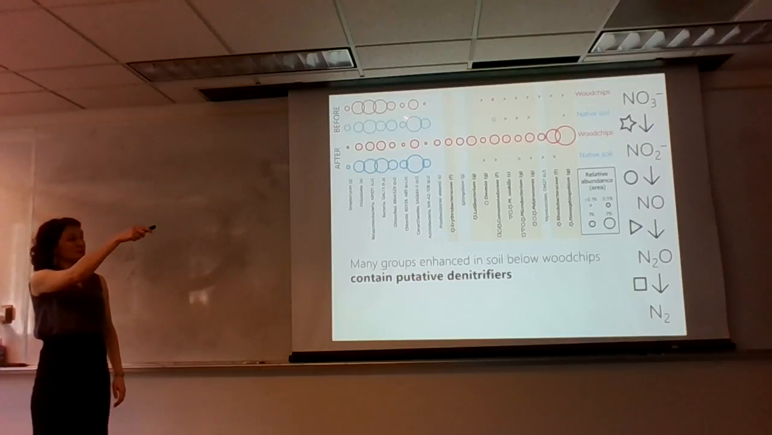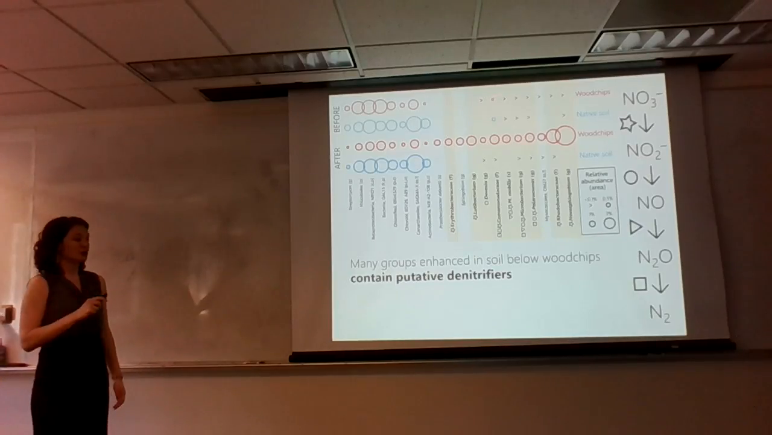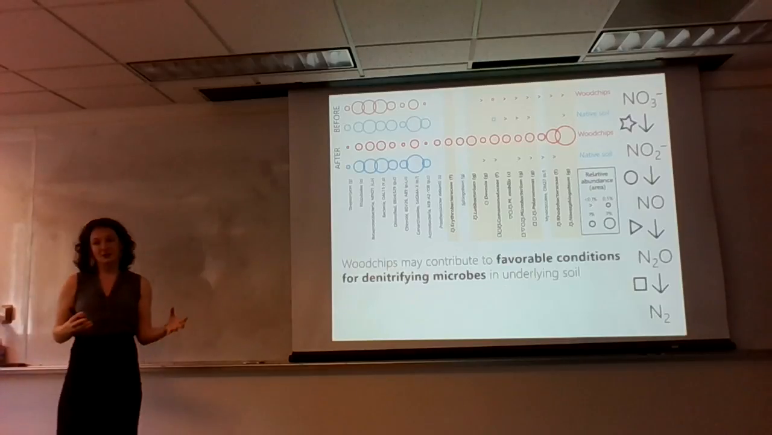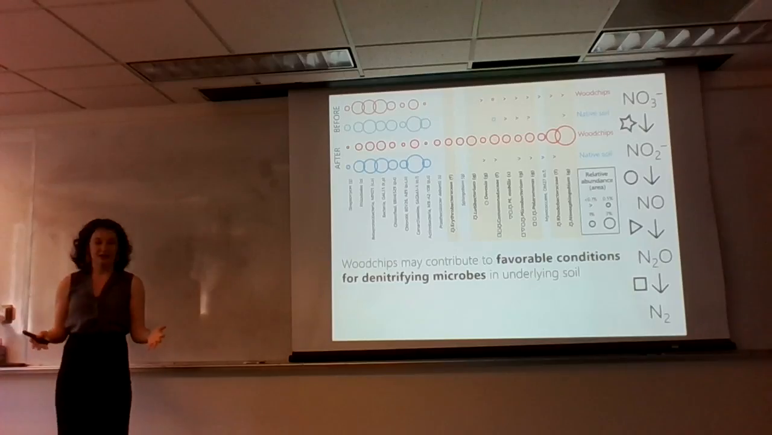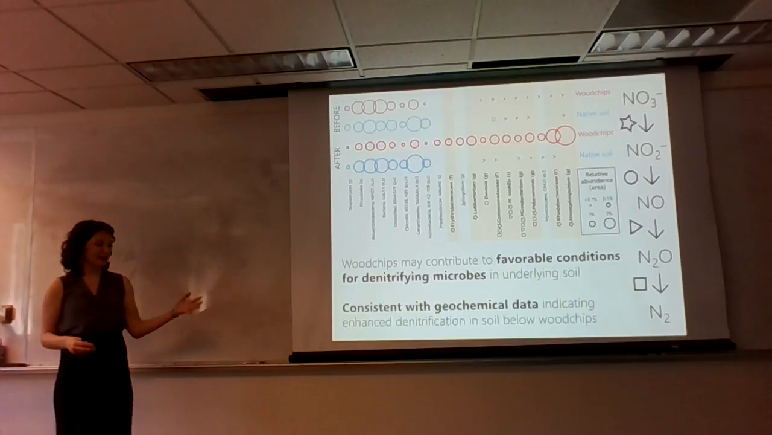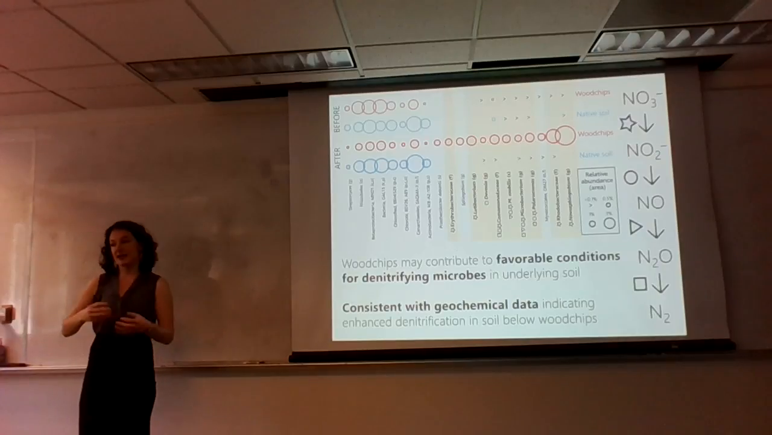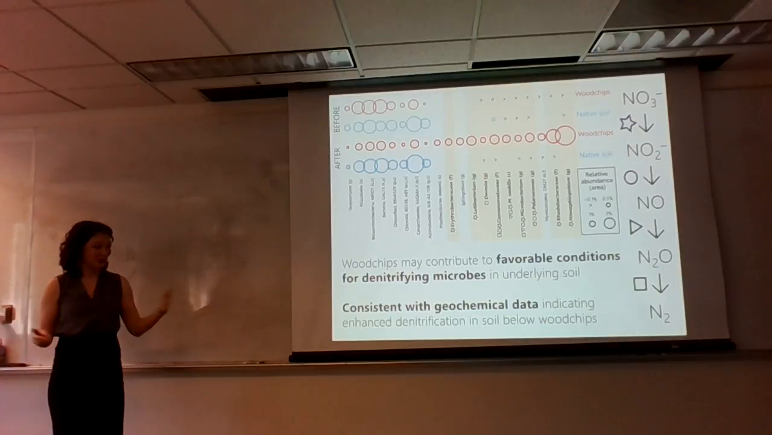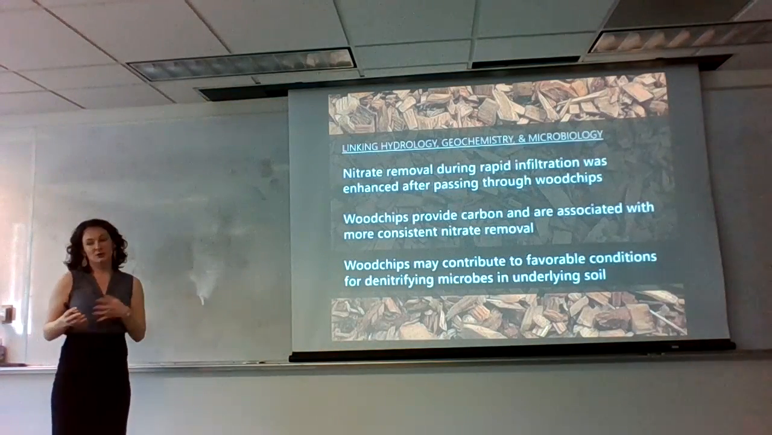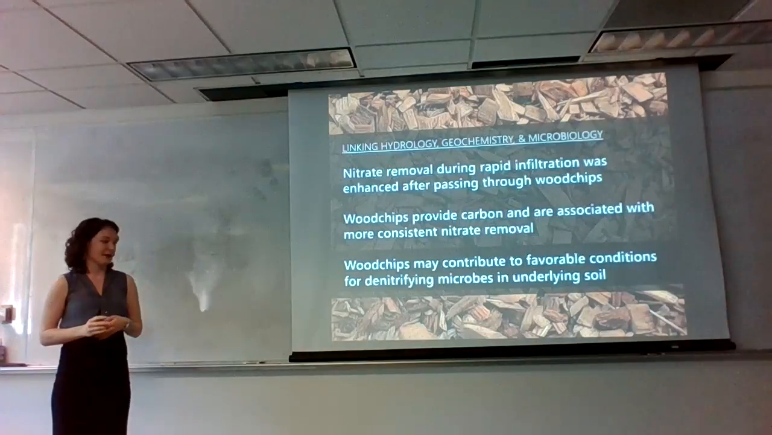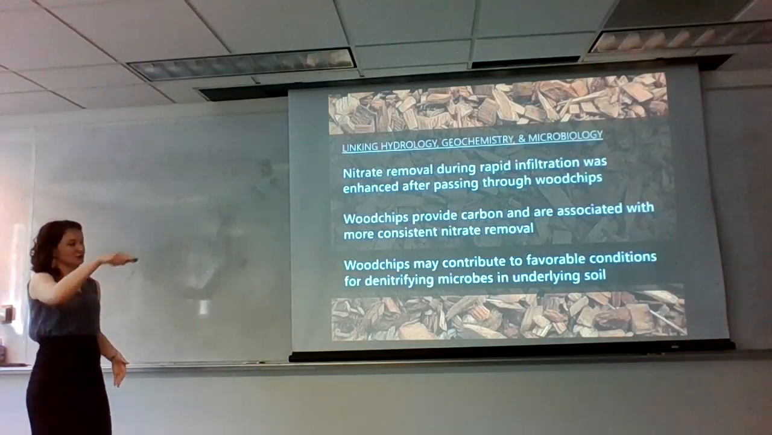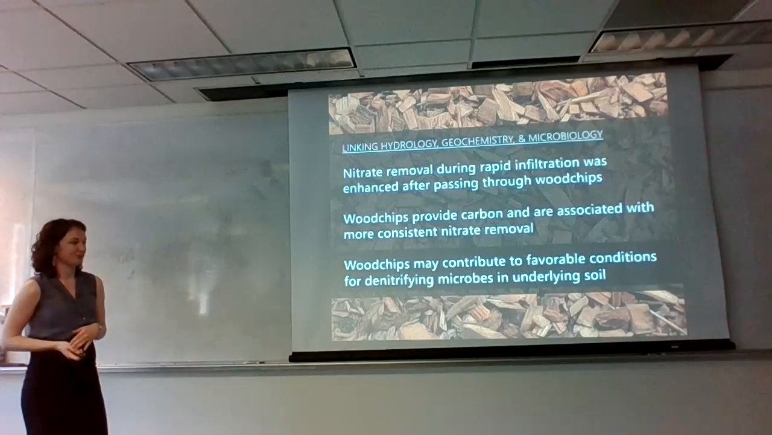We also see that most of them were present in the soil before infiltration and were not enhanced in native soil. That tells us that wood chips may be contributing to favorable conditions to denitrifying bacteria in the soil below that wood chip layer. And it's ultimately consistent with the geochemistry data indicating that denitrification was enhanced below wood chips. And so to summarize again, the wood chips may be contributing to favorable conditions for denitrifying microbes. And this finding provides some sort of explanation for the results I presented earlier in this chapter.